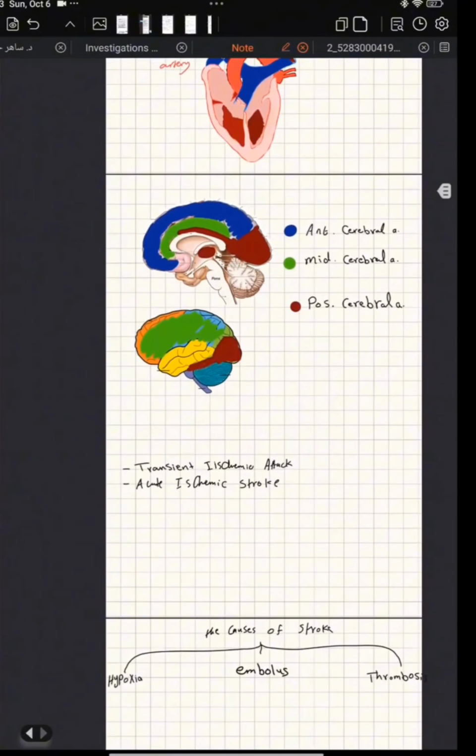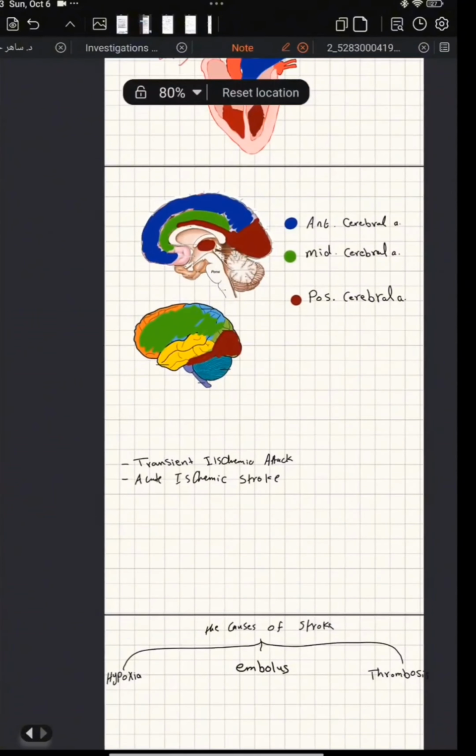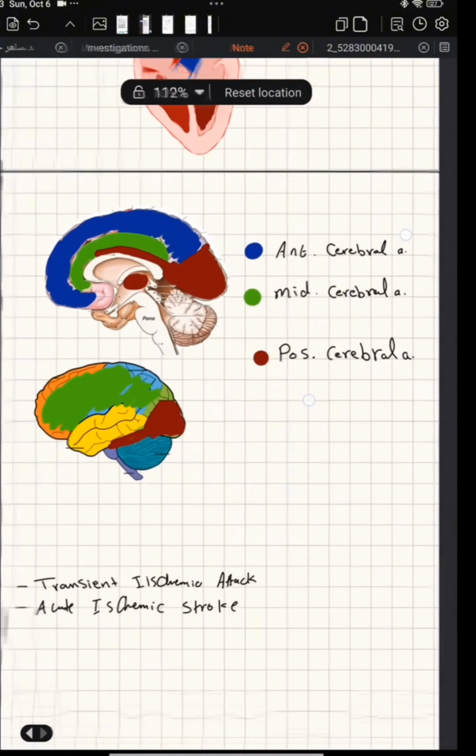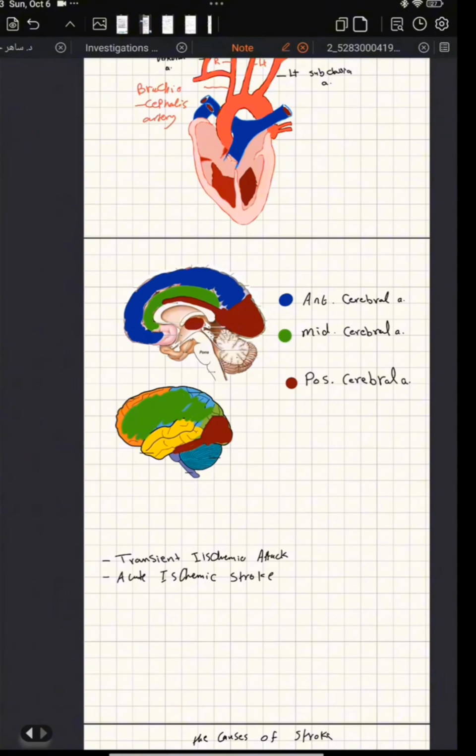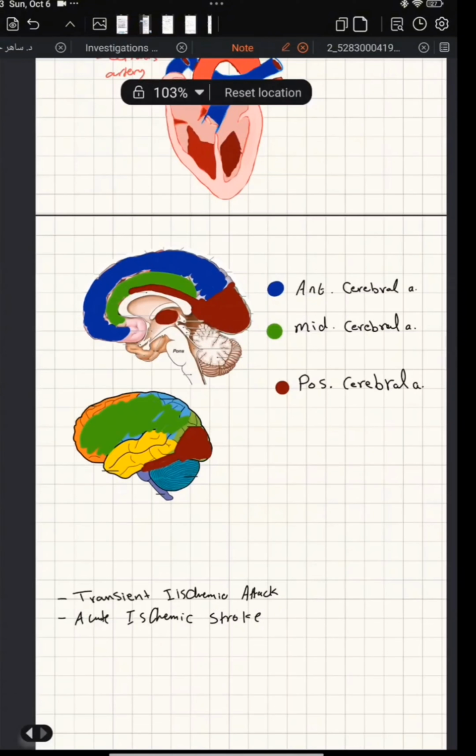Okay, now let's have some knowledge about the areas that these arteries supply: the anterior cerebral artery, middle cerebral artery, posterior cerebral artery, basilar artery, and vertebral arteries. So here, the anterior cerebral artery supplies the medial surface of both the frontal lobe and parietal lobe. The anterior cerebral artery supplies the medial surface of the frontal and parietal lobes, okay?